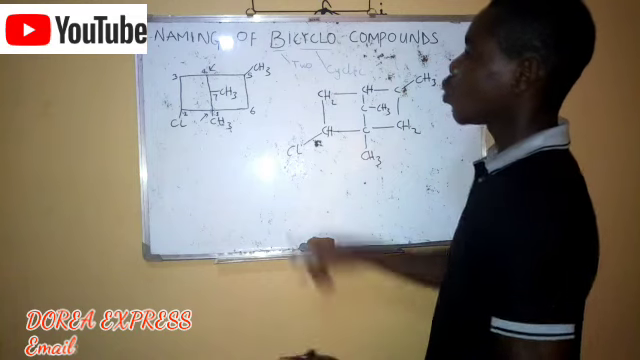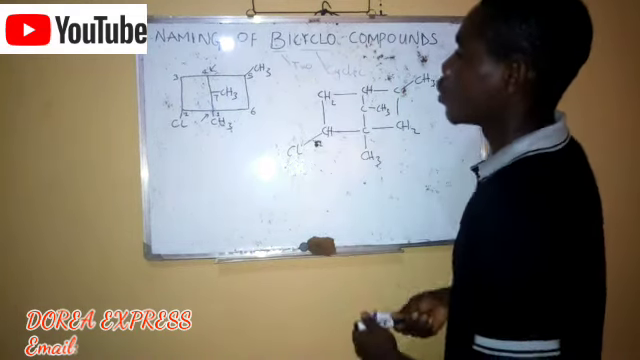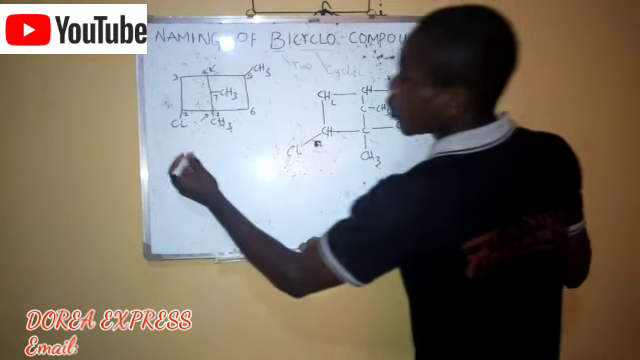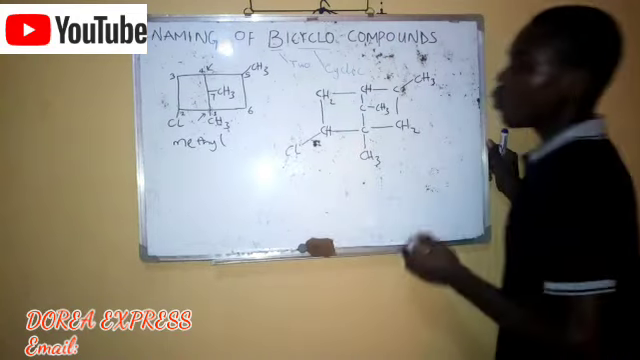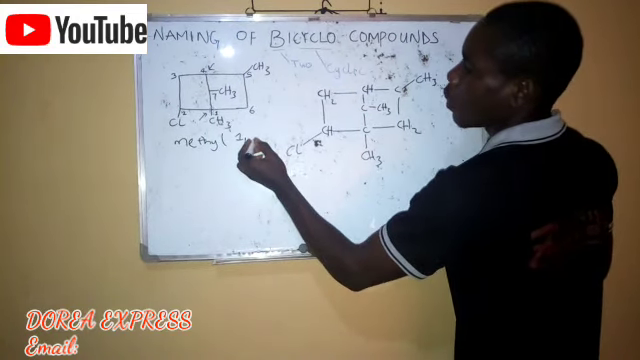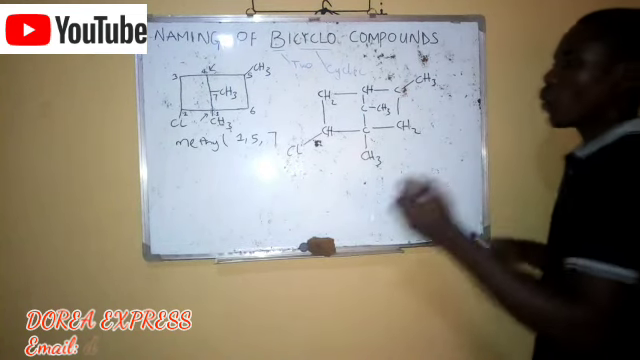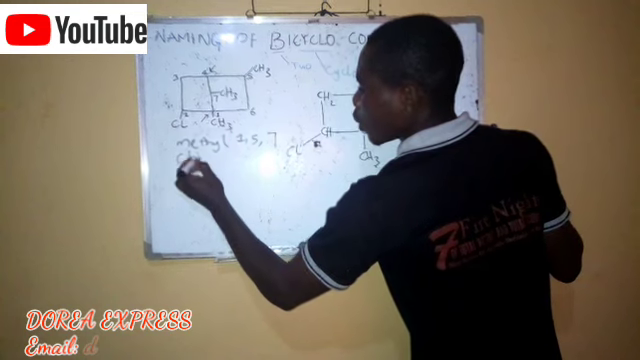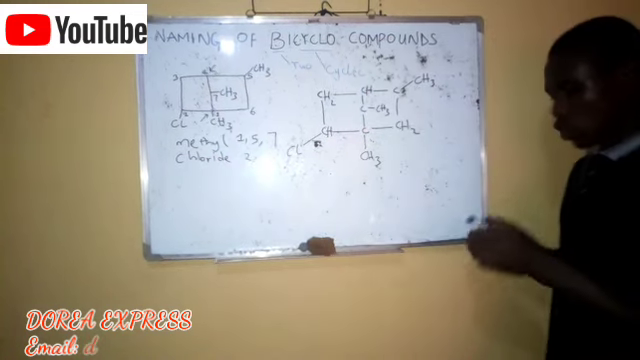So the first thing to do is to identify the substituents attached to the bicyclo compound. Let's start. We can see a methyl group at the first, the 5th, and the 7th position in this ring. We can also see a chloride group at the 2nd position.